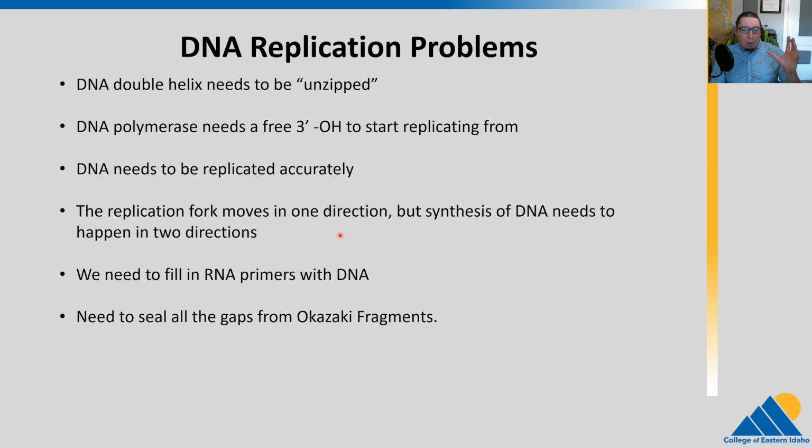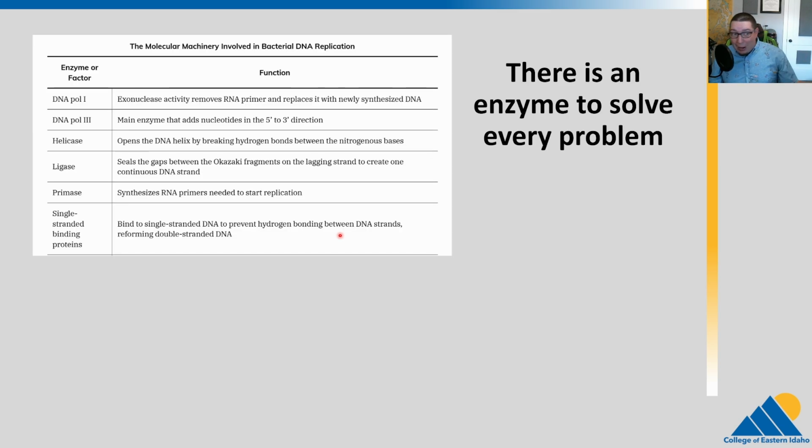Okay, so I'm going to present these problems and then show you the enzymes that solve them. Here are the enzymes that solve them. And this is a shortened list of all the things involved. We're going to focus primarily on our DNA polymerases. We'll talk about this enzyme helicase, DNA ligase, primase, and these binding proteins that are in here. So let's look at our first bit here.